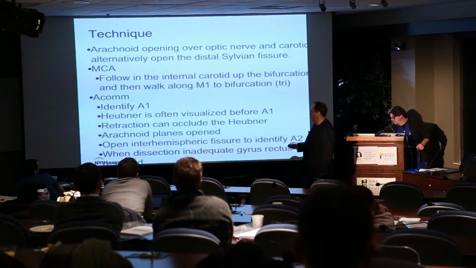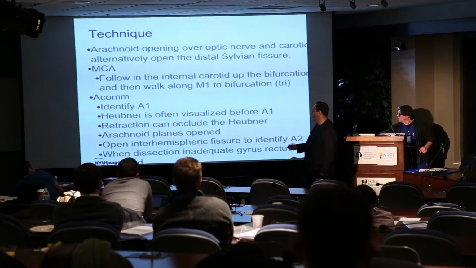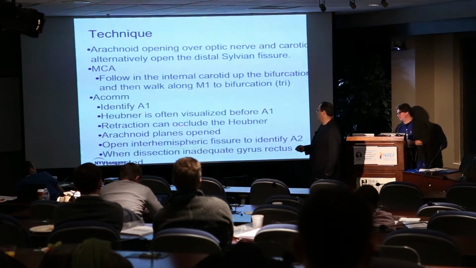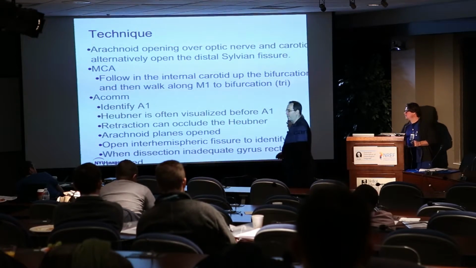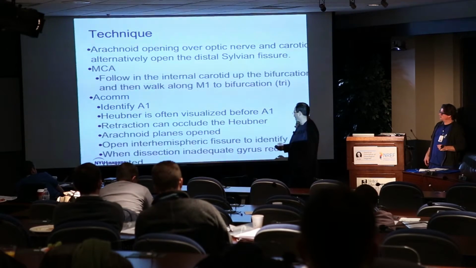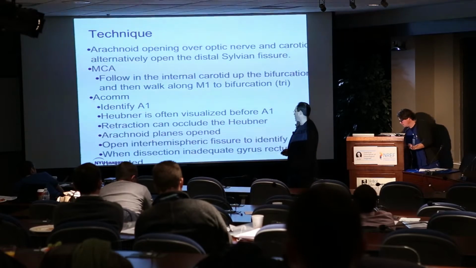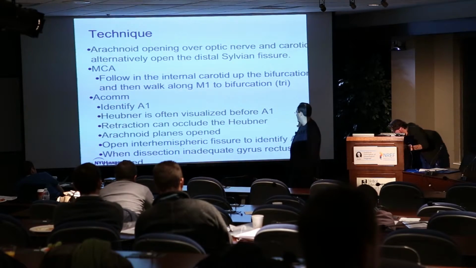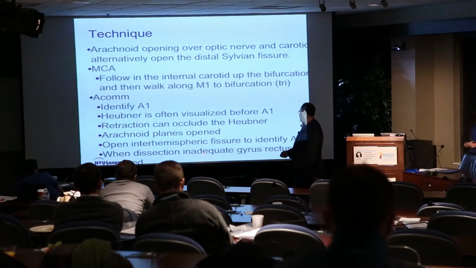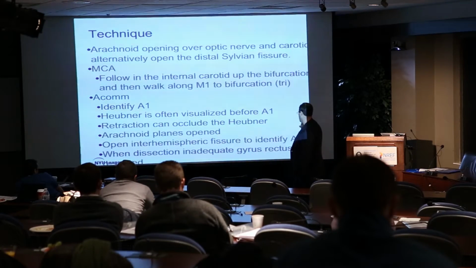For the ACOM, you can identify A1 if you can, but Heubner is often that first vessel that's seen. With retraction, you have to be very careful when you're placing the retractor because, like I said, Heubner is very, very sensitive to manipulation. When I'm done with the case, I always put a little cottonoid on Heubner just to avoid any kind of injury. Try to open up your arachnoid planes, interhemispheric, to give you exposure to the A2 and the ACOM. And obviously, when dissection is inadequate, take some gyrus rectus.